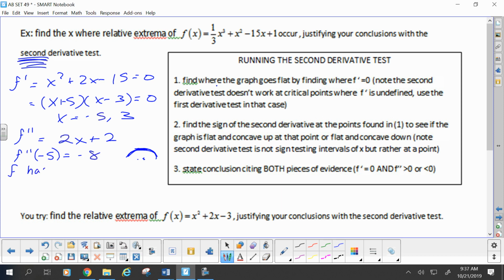Be clear on your subjects. F has a max at, we're looking for maxes on F, not F prime, not F double prime, F. F has a max at x equals negative 5 because now two pieces of evidence: because the first derivative is 0 and the second derivative is negative there. Now notice I didn't say because the first derivative is 0 and F is concave down there. That makes sense, and I agree, but it's not the concavity of F. It's the second derivative test. I just say the second derivative is negative.